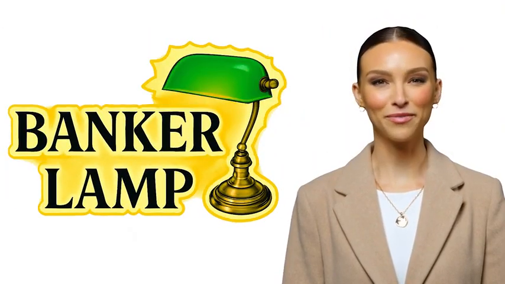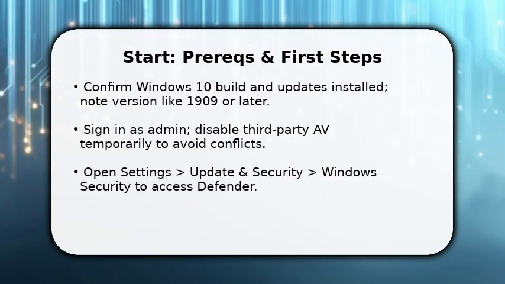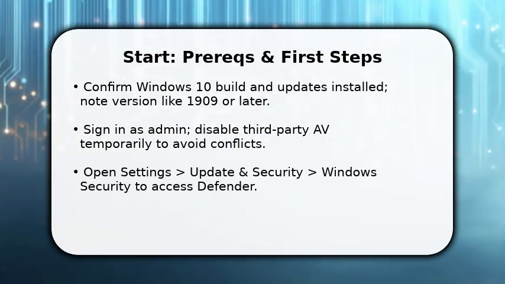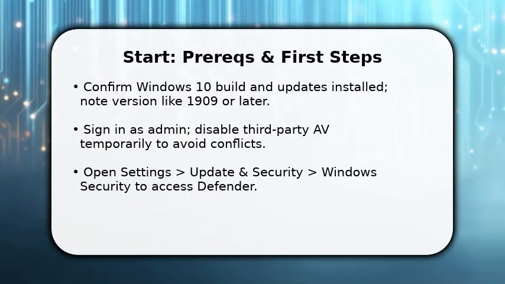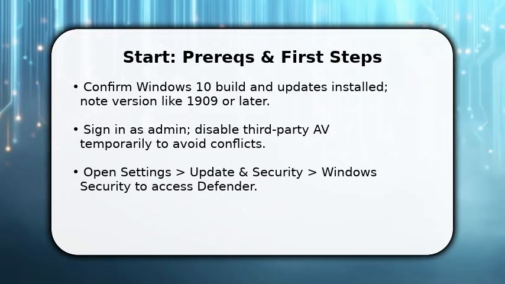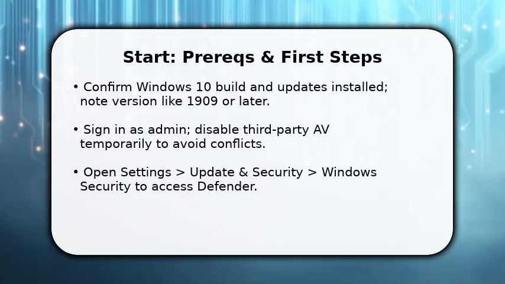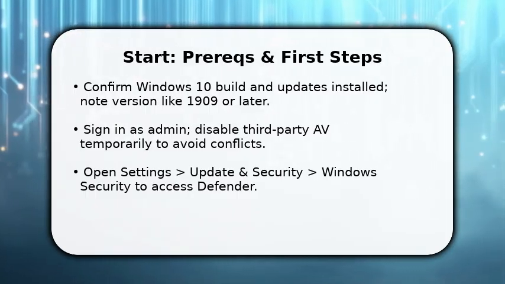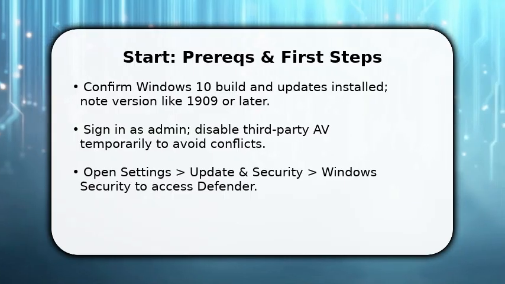Please enjoy the video. You start by confirming your Windows 10 build and signing in as an administrator, because permission prevents many repairs. Once done, disable any third-party antivirus temporarily so services won't clash. This avoids false negatives. Now open Settings, go to Update and Security, and click Windows Security to reach the Defender panels.